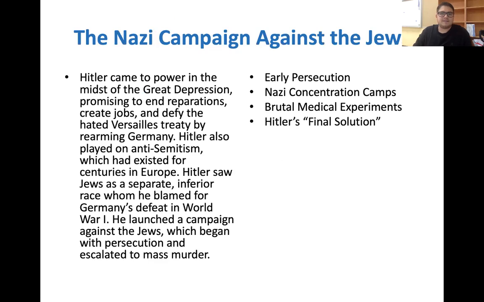So let's get started. The Nazi campaign against the Jews. How does this all start? Hitler came to power in the midst of the Great Depression, promising to end reparations, create jobs, and defy the hated Versailles Treaty by rearming Germany. Hitler also played on anti-Semitism, which had existed for centuries in Europe. Hitler saw Jews as a separate, inferior race whom he blamed for Germany's defeat in World War I. He launched a campaign against the Jews, which began with persecution and escalated to mass murder.